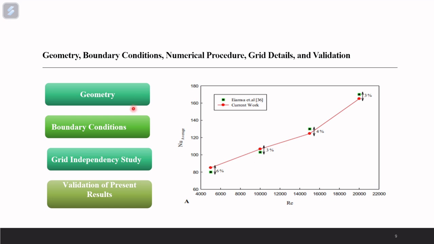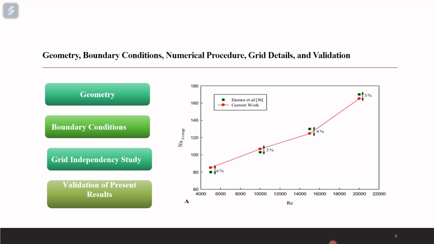So here is the geometry. The tube has a radius of 19 mm and a length of 332 mm. One and two twisted tapes are used to analyze heat transfer enhancement, and the working fluid is copper oxide water nanofluid with a nanoparticle volume fraction of 0 to 4%. For the boundary conditions, we use a velocity inlet and a pressure outlet, and the tube wall has a no slip condition with a constant heat flux. And the grid independency study.